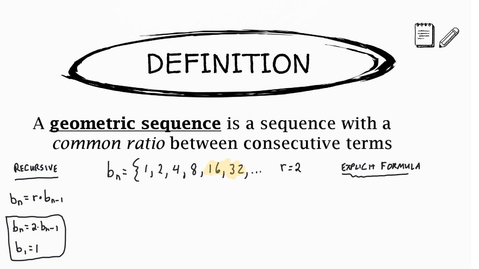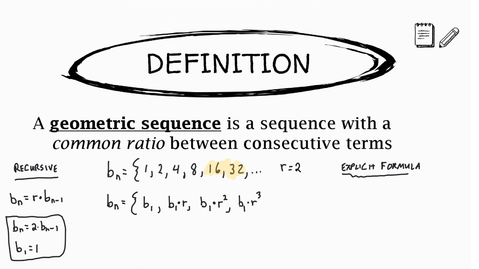For an explicit formula, let's think about generalizing. So instead of starting with 1, your geometric sequence will just start with some term, b sub 1. And then the next term wouldn't necessarily be b sub 1 times 2 because the common ratio could be different than 2. But it would have to be b sub 1 multiplied by r. And then the third term would have to be b sub 1 multiplied by r and then multiplied by r again, which would be r squared. And then the fourth term would be b sub 1.